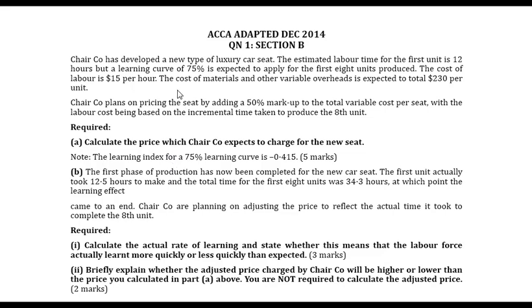The question explicitly states that the cost of materials and the other variable overheads amounts to $230 per unit, but we are not given the cost of labor. So we have to determine the cost of labor per unit. How do you go about that? We have to use the information given: 12 hours per unit, the learning rate of 75%, and the learning index of negative 0.415.